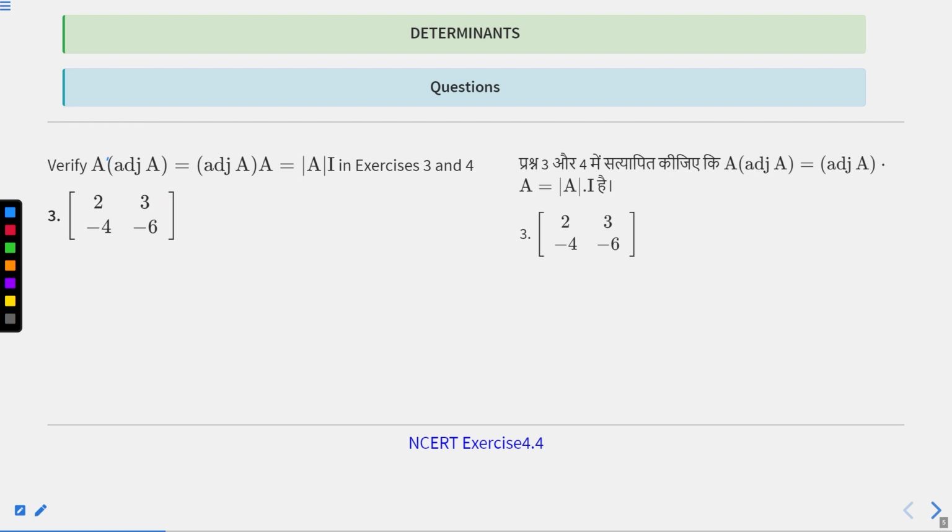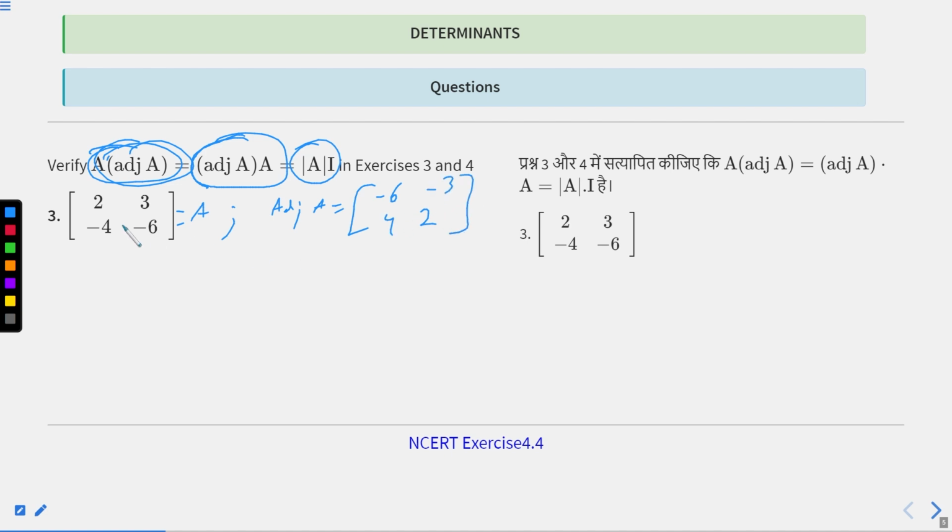Now here we have to verify that A multiplied by adjoint of A is the same as adjoint of A multiplied by A, which is the same as this. Simple, let us do it. If this is A, then in 2 cross 2 you can directly find your adjoint. You all know that you interchange the main diagonal positions and put a minus sign. So this will be this. Now A multiplied with the adjoint of A: A means 2, 3, minus 4, minus 6 multiplied with minus 6, minus 3, 4, 2.